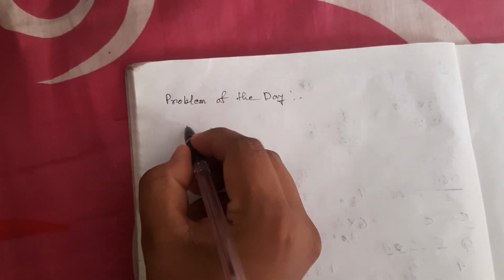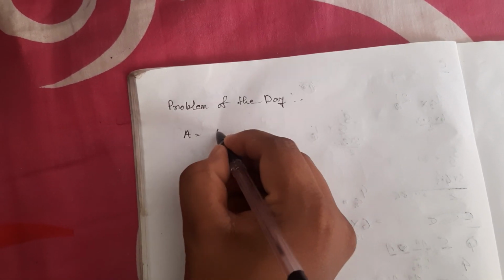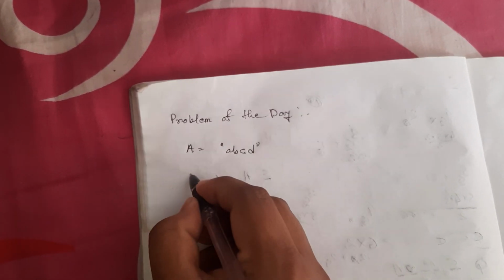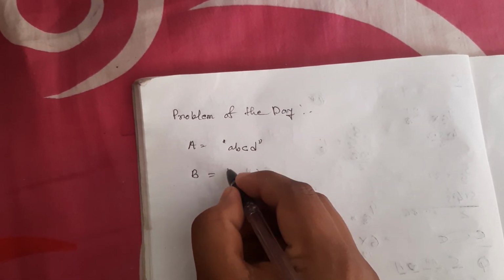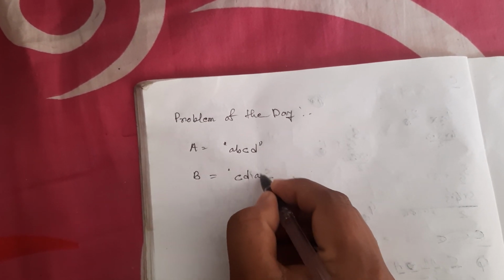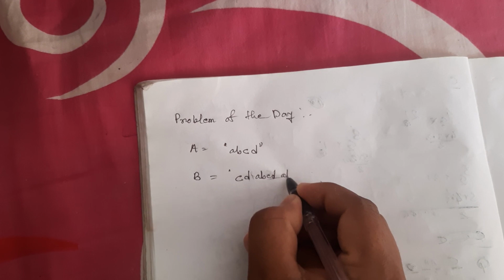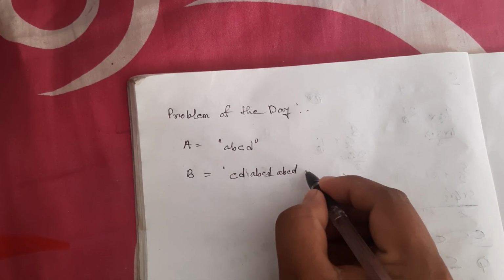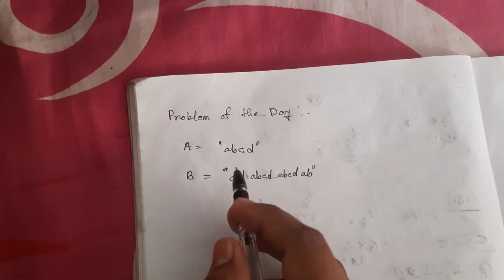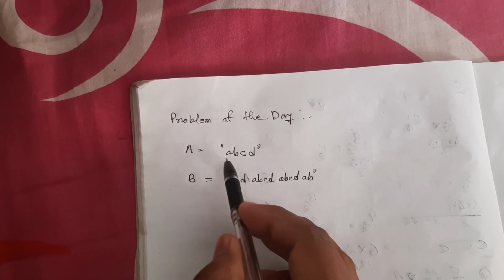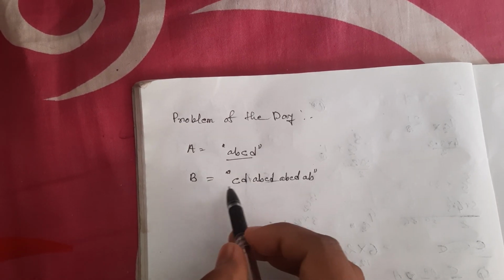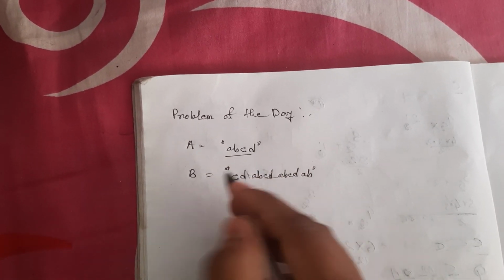Now let's say an example: A is ABCD, and let's suppose B is CDABCDABCDAB. Okay, so now you need to find the minimum number of times this A has to be repeated such that B is a substring of it.